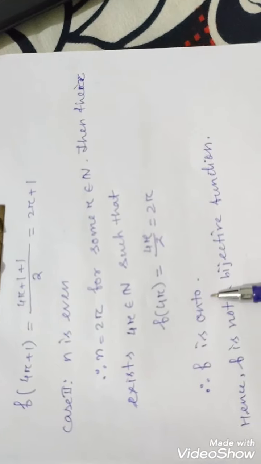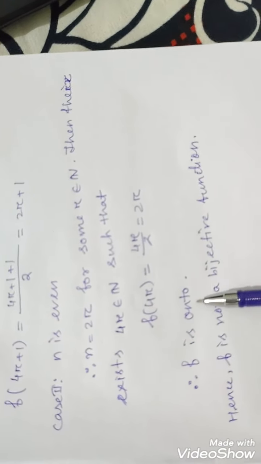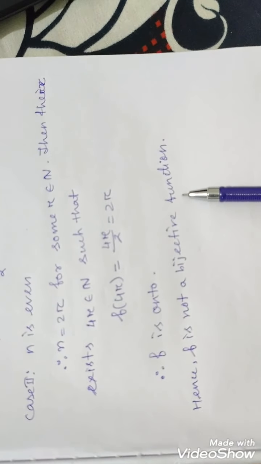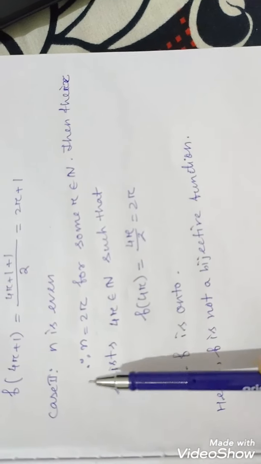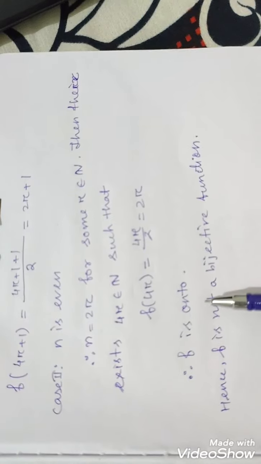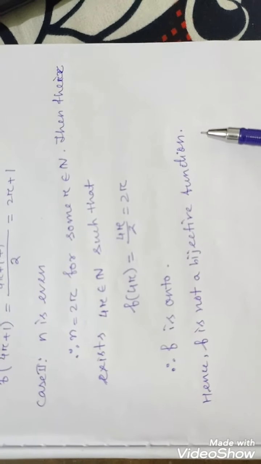Hence f is not a bijective function. Why is it not bijective? Because f is not one-one but onto. So f is not a bijective function. Clear?